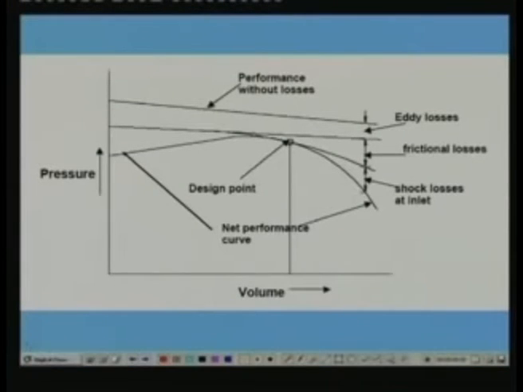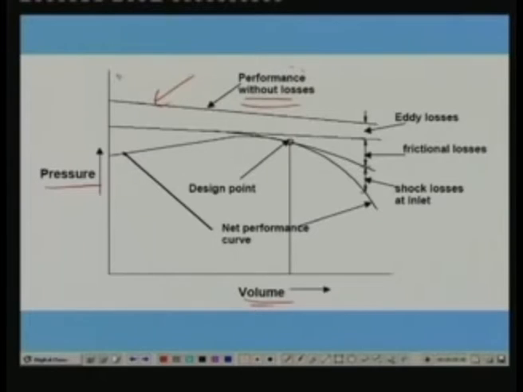Okay, you can see I have plotted pressure, that means the exit pressure, versus the volume. As I was mentioning, this is the performance curve without any losses, that means that of an ideal centrifugal compressor. For the ideal centrifugal compressor, the performance curve is a straight line. As the volume increases, the pressure increases, and as the volume reduces, the pressure reduces.